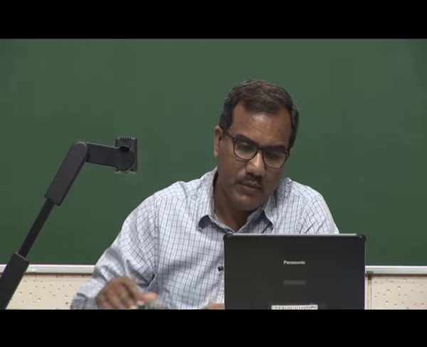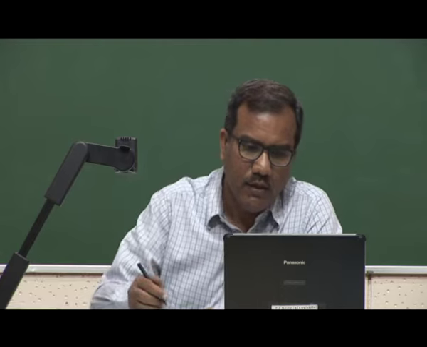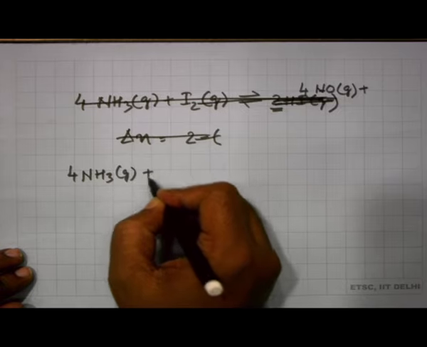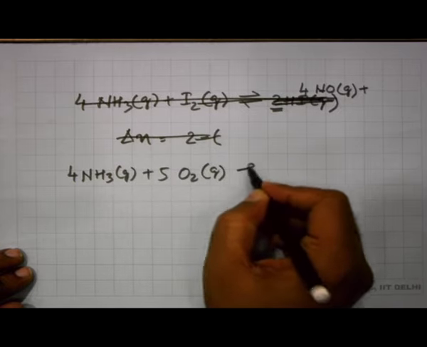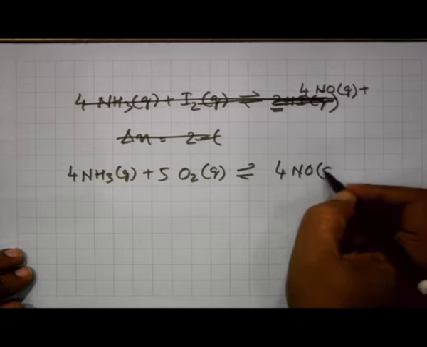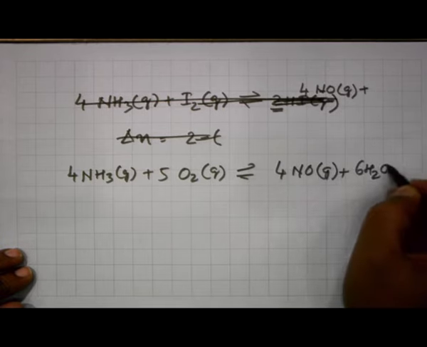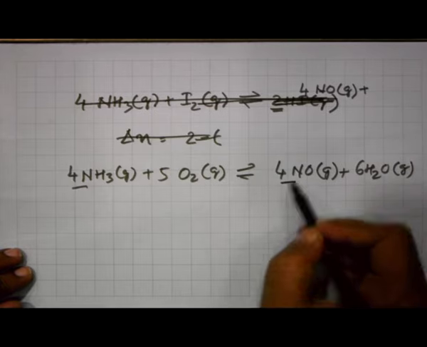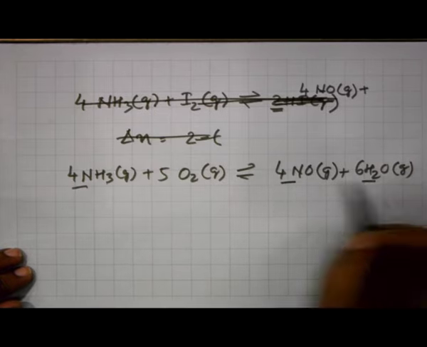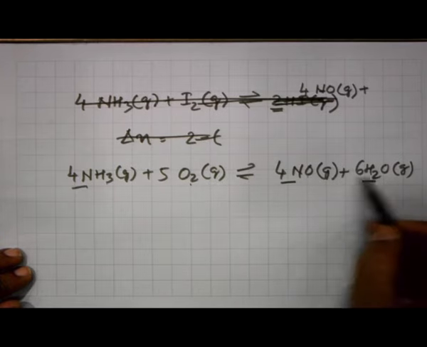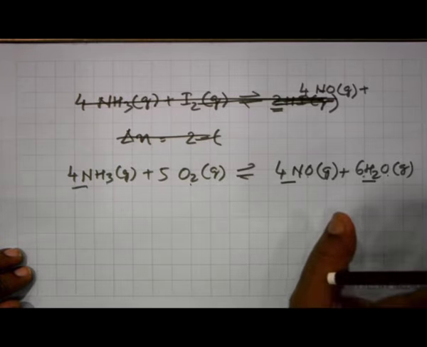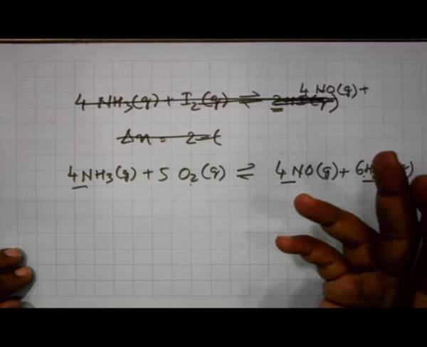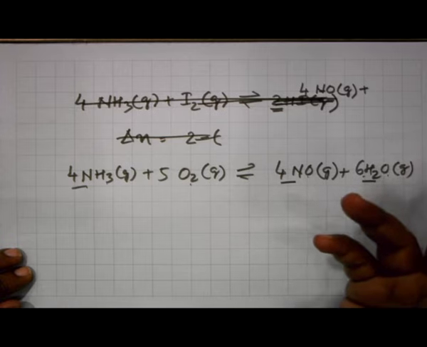Now, let us take another example. 4 NH3 gas plus 5 O2 gas, giving you 4 NO gas plus 6 H2O gas. So, let us see whether it is balanced or not. 4 nitrogen, 12 hydrogen, 10 oxygen, 4 oxygen plus 6 oxygen, your 10 oxygen. So, this is your balanced equation, and we want to see the effect of pressure, volume, inert gas or temperature.